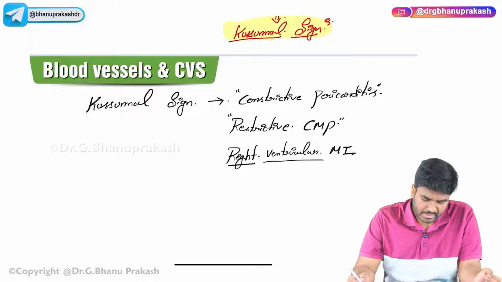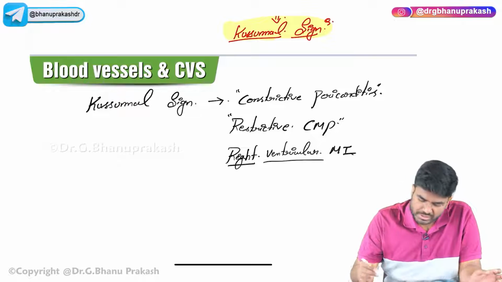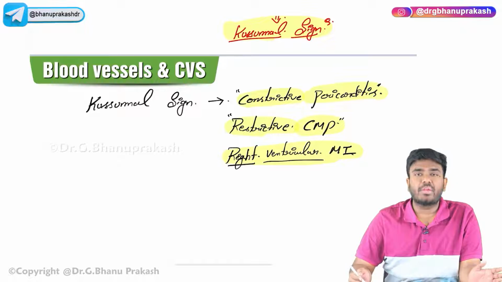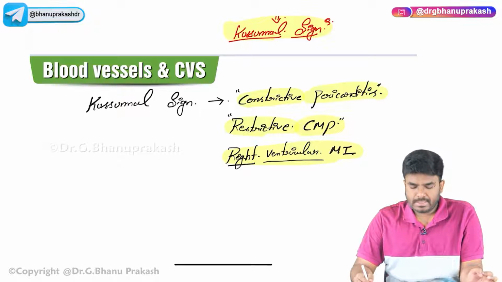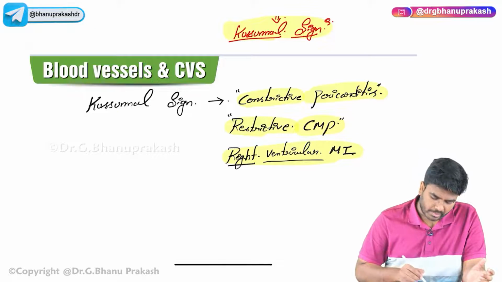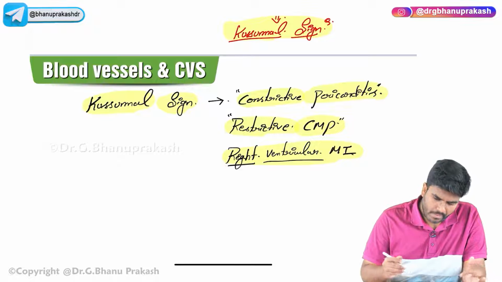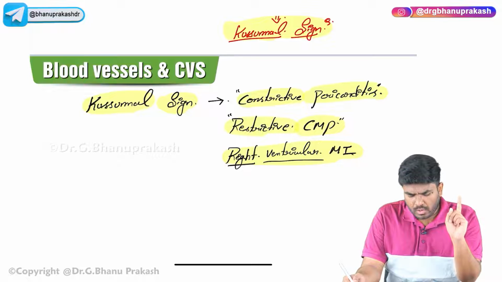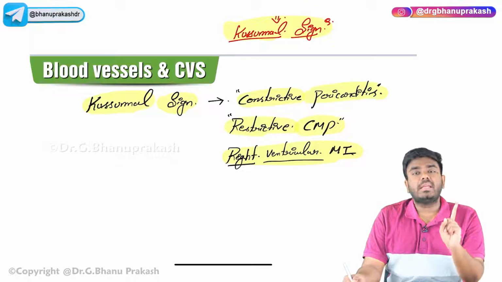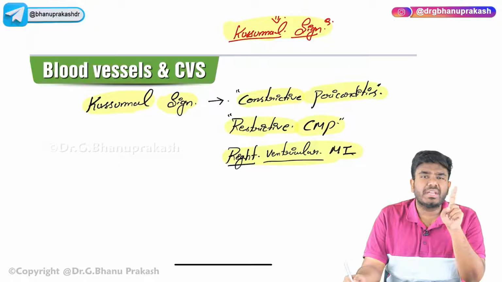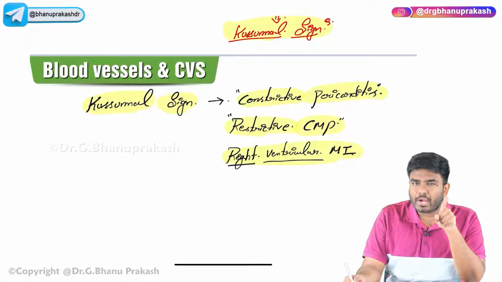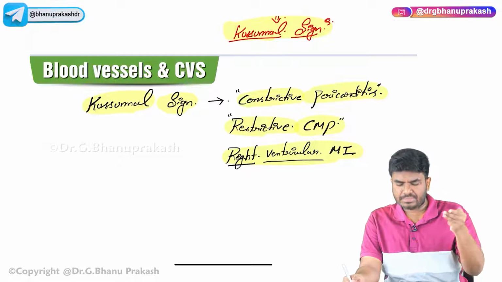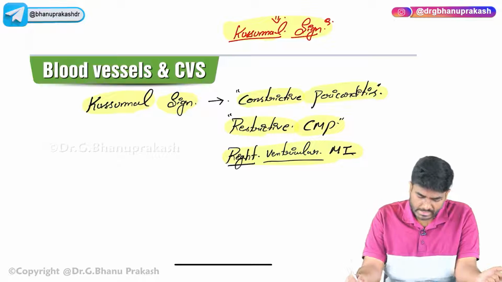Definitely this question will come in your exam: the Kussmaul sign is going to be positive in which of the following conditions? In constrictive pericarditis, yes, in restrictive cardiomyopathy, and in right sided ventricular myocardial infarction or right sided heart failure cases. Okay, done. After this, what else should you know for your exam? Again I am telling you, this Kussmaul sign is not going to be seen in cardiac tamponade. In cardiac tamponade, what you appreciate is the pulsus paradoxus. Kussmaul sign is seen in these three conditions, but not in cardiac tamponade.